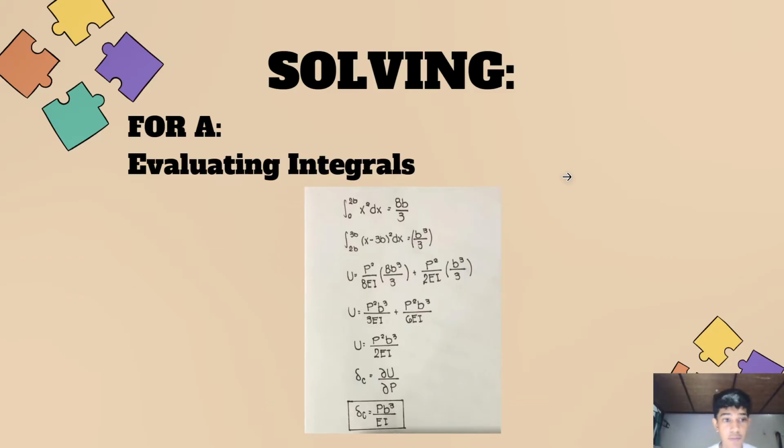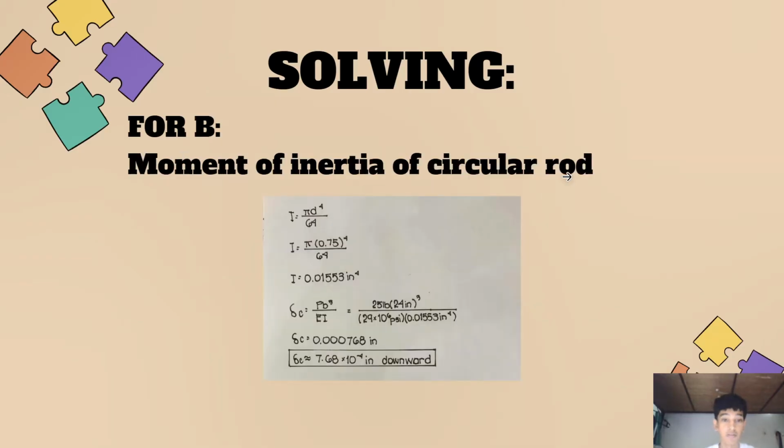Therefore, the displacement equation is: the deflection of the beam at the free end is directly proportional to the applied load and the cube of the beam length, and inversely proportional to the beam stiffness. Next, we're going to solve for the numerical values.